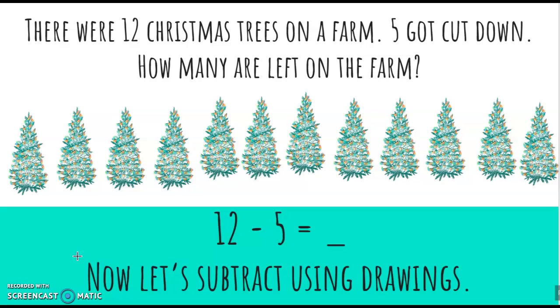Then it says 5 are cut down. So how many do we need to mark out? 5. Let's go ahead and do that together. 1, 2, 3, 4, 5. And how many are left? I can find out by counting what's not crossed out. 1, 2, 3, 4, 5, 6, 7. So 7 is my answer because 12 minus 5 equals 7.